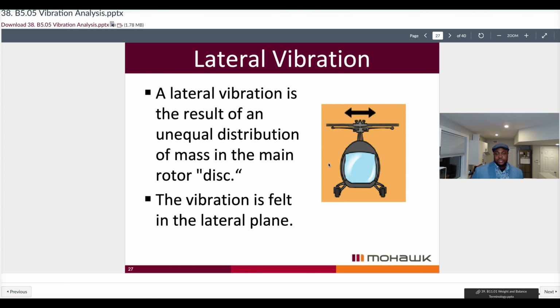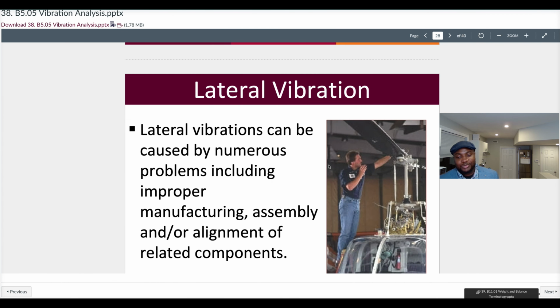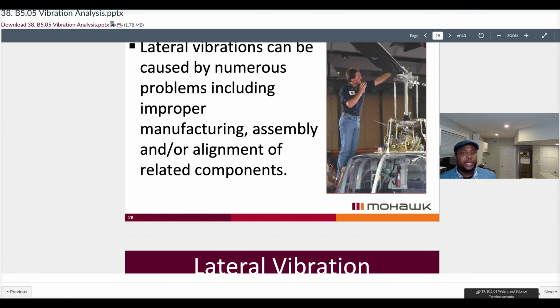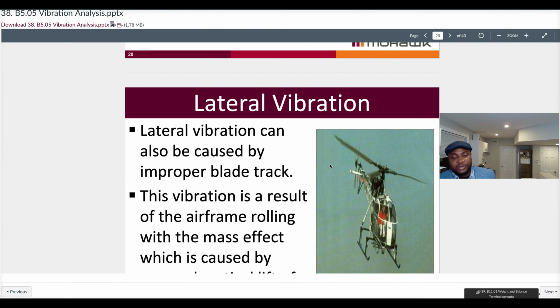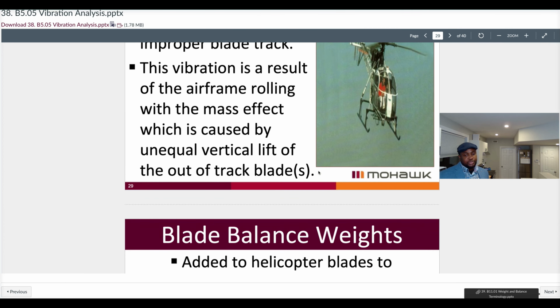A lateral vibration comes as a result of unequal distribution of mass in the main rotor disc. The vibration is felt in the lateral plane. Lateral vibrations can be caused by numerous problems, including improper manufacturing. Assembly is one way where we as AMEs fall short, and sometimes that can lead to vibrations. Lateral vibration can also be caused by improper blade track, but we say that the primary reason why we see lateral vibration is from out of mass or uneven mass distribution or out of balance condition.